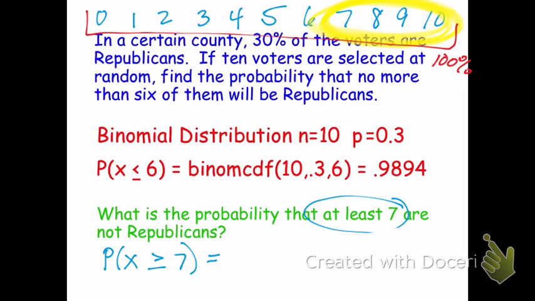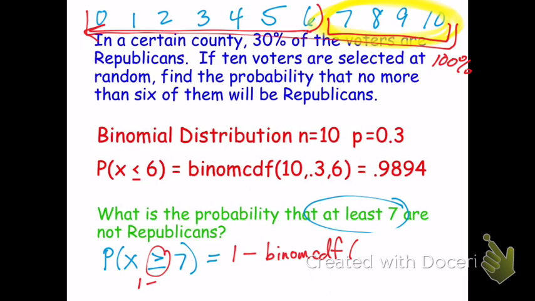And so if I find the probability of 6 and below, and I subtract that from 100%, I am left with 7, 8, 9, 10. Because binom CDF only does less than or equal to probabilities. So when you have a greater than, like that, you have to do 1 minus binom CDF of 6 and below. So it would be 0.76.